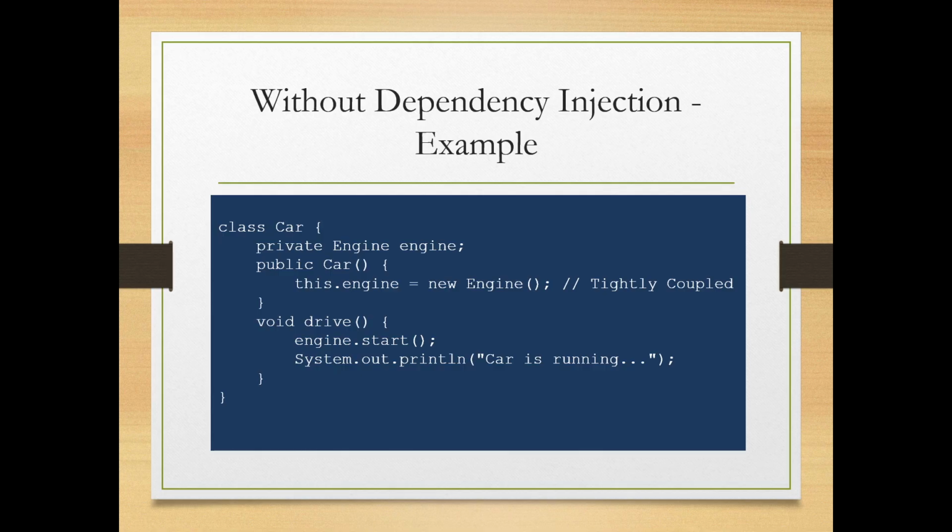To solve this, we use dependency injection to decouple the classes. Solution: using dependency injection to solve the problem of tight coupling by separating the creation of a dependency from its usage. Instead of a class creating its own dependency, the dependencies are provided externally.